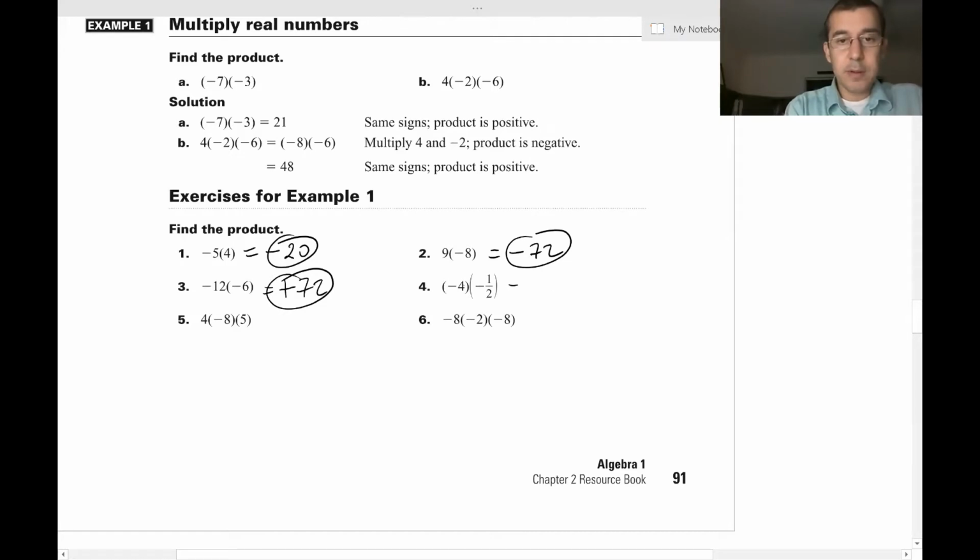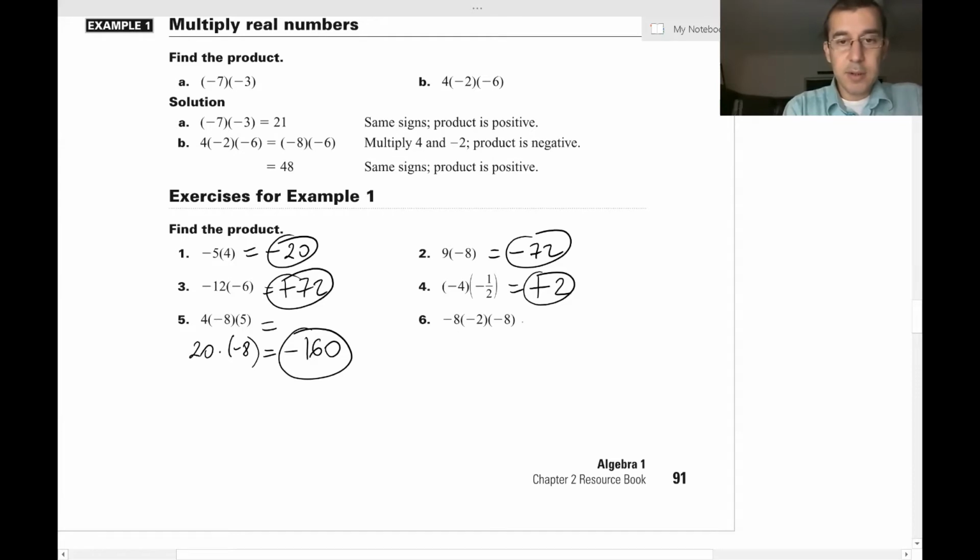Number 4, two numbers with the same sign, so the product is positive. 4 and 2 cancel out by 2, so this is plus 2. Okay. Number 5. Let's do first 4 times 5, which is 20, and then times minus 8. Then plus and minus is minus. 20 times 8, 2 times 8 is 16, and then the 0, so minus 160.